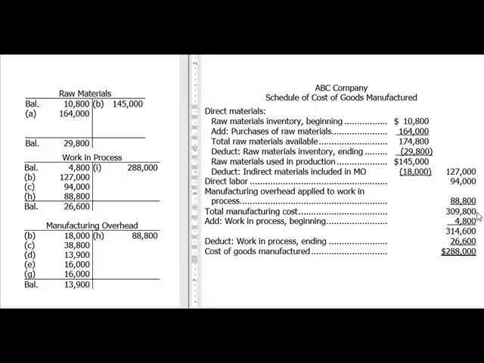Notice here we're using that basic equation a second time, but rather than taking a beginning balance and adding new costs, we flip the order. We're taking these new costs and adding them to the beginning balance. But again, we're subtracting the ending balance to get to our answer. So this amount represents the cost of the goods that we finished manufacturing during the period, including our direct materials, direct labor, and manufacturing overhead.